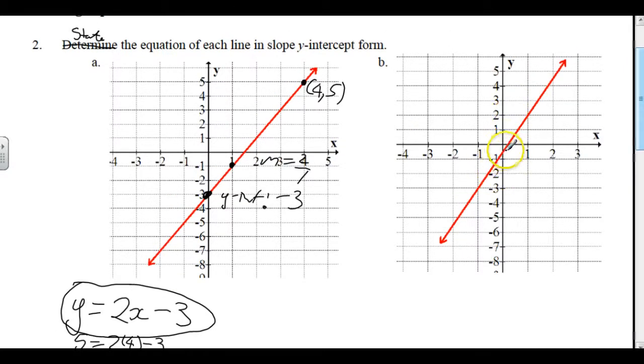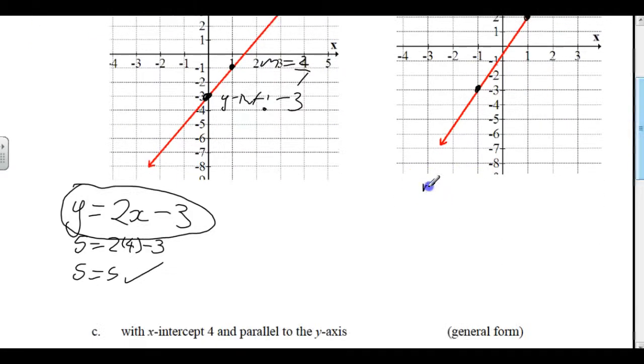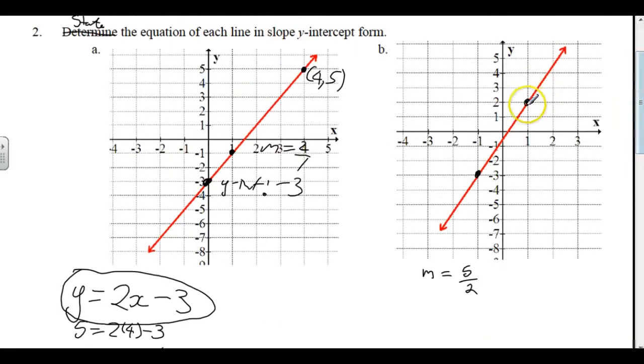And on this one, I want slope y-intercept form, but I don't know what that is. It looks like a half, but maybe it's not. But I have a point here, and I have a point here. So 1, 2, 3, 4, 5, 1, 2. So the slope is 5 over 2. And I have a point. Let's use the positive point. So I have the point 1, 2.